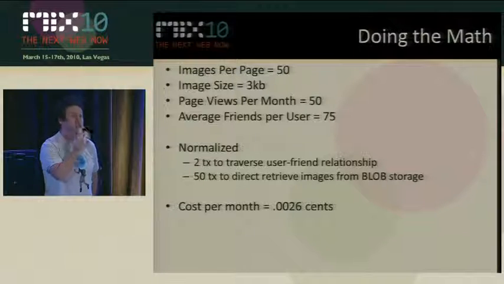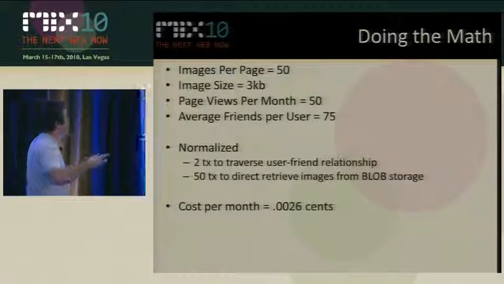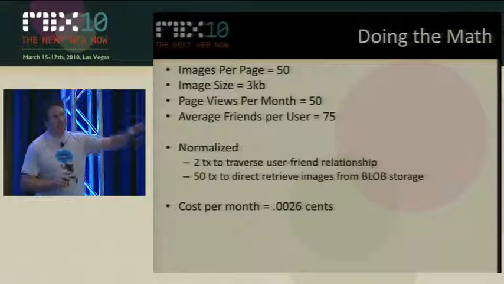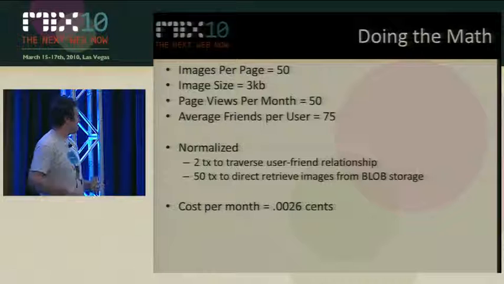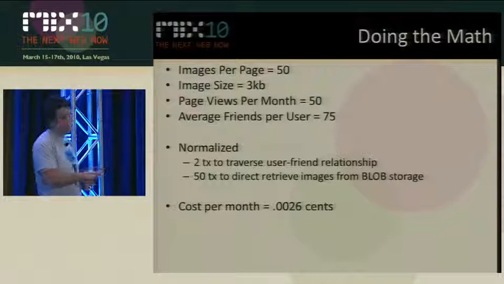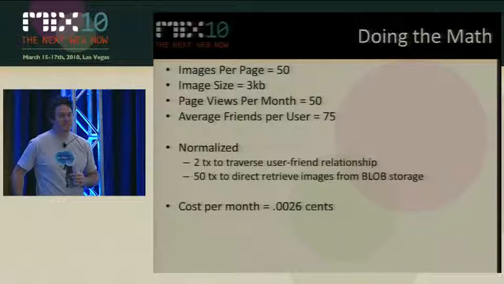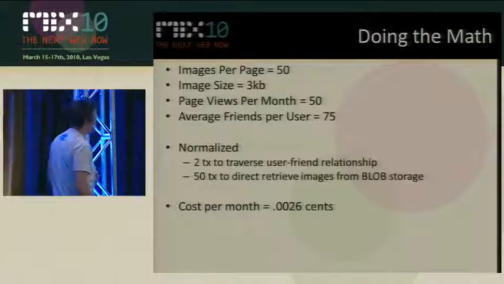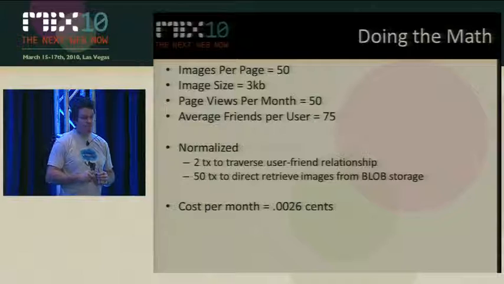And I did two models. I did one model where we had a proper normalized structure, so where we had a friend and their friends, and we traversed the relationship, and then we retrieved all the blobs from each of their friends. That cost 20.0026 cents per user per month.